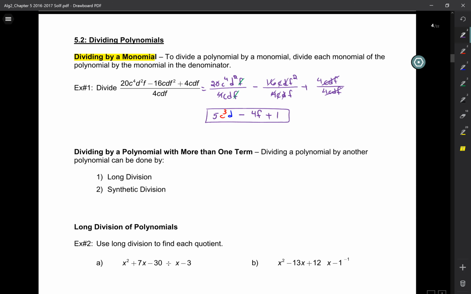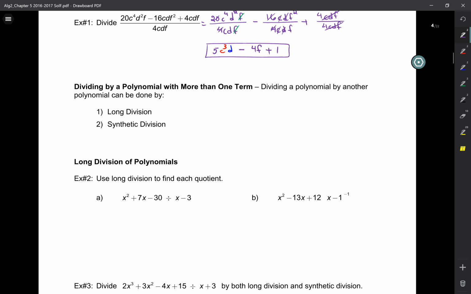All right, now what if the denominator has more than 1 term? Then we actually have to divide, and there are 2 ways of dividing. The first is long division, which we're going to do first, and then synthetic division, which we're going to do after. All right, so you learned long division back in elementary school. Let's just remind ourselves how the process works, right?